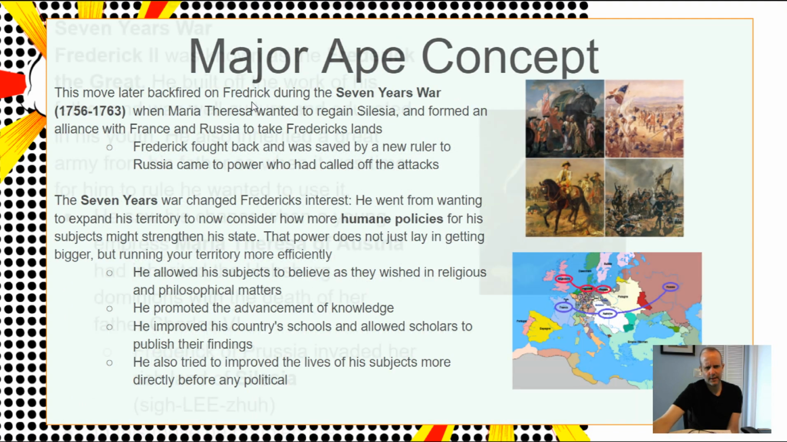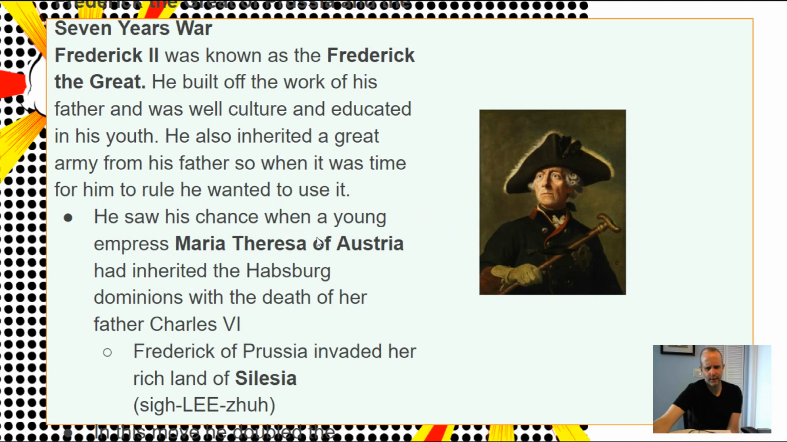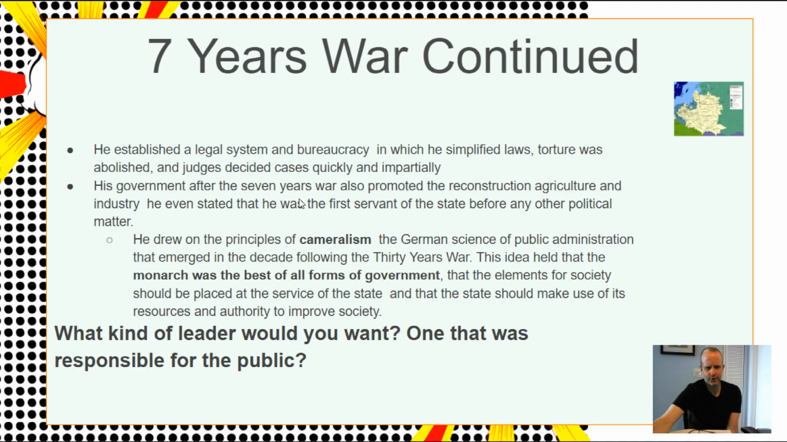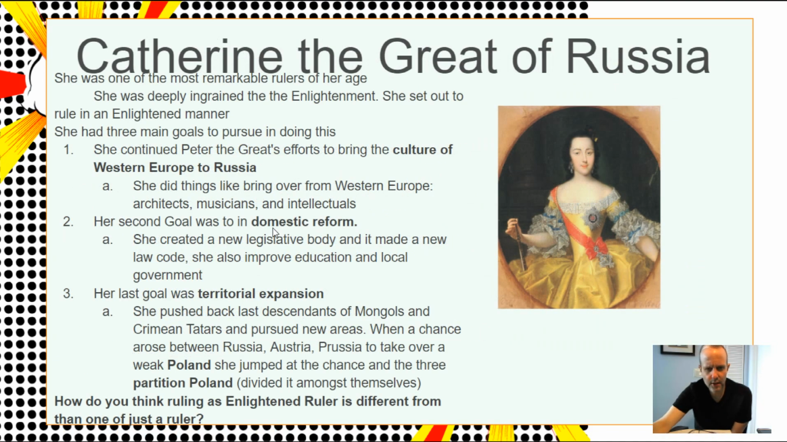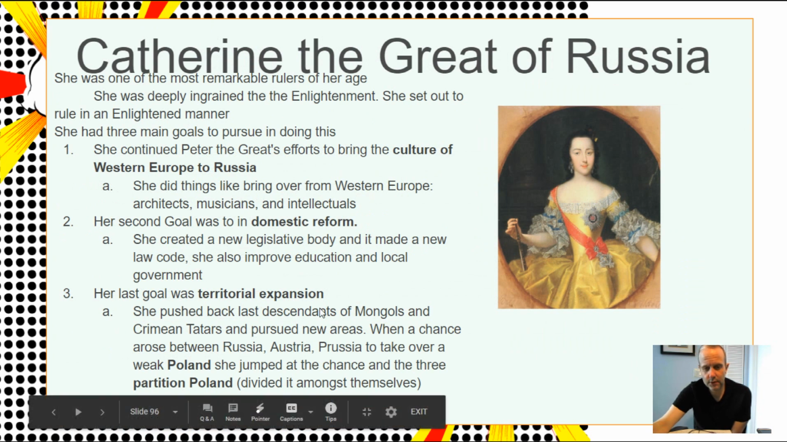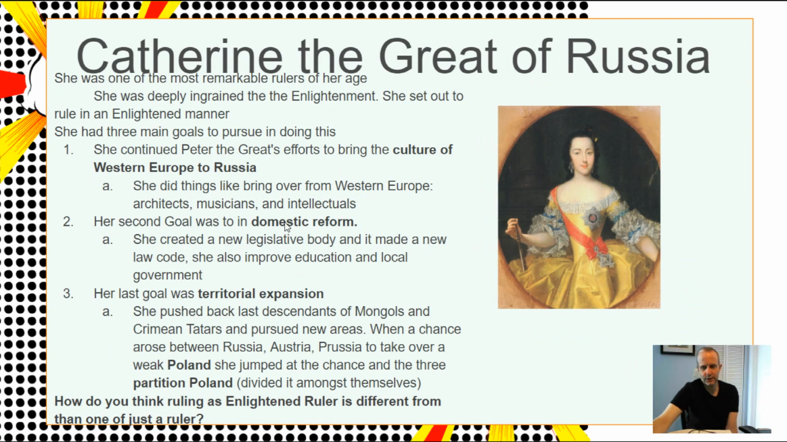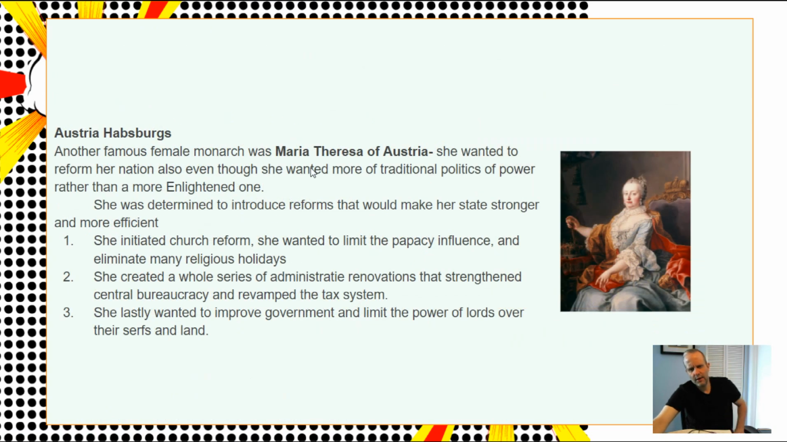He inherited a great army and adapted culture. The biggest one would be Catherine the Great, from domestic reform to territorial expansion. She made culture. She's like the Renaissance version in Russia, and she's important for that. Then you have Maria Theresa of the Habsburg Empire. She initiated church reform and created a whole series of administrative innovations in the government going forward. You're not going to get into many details.